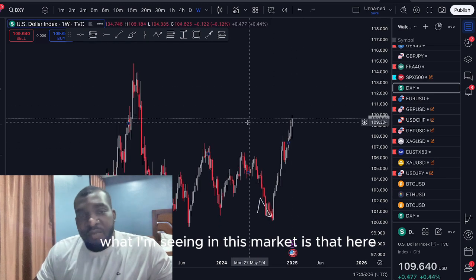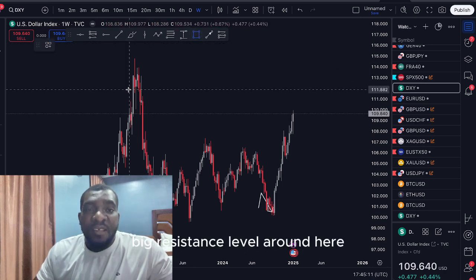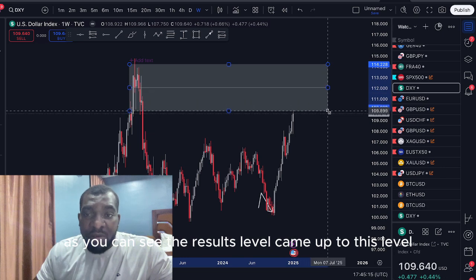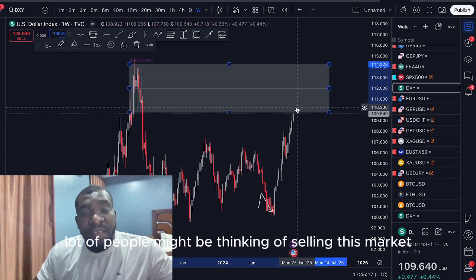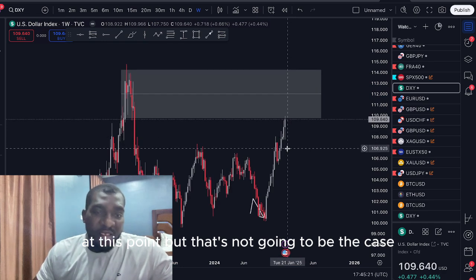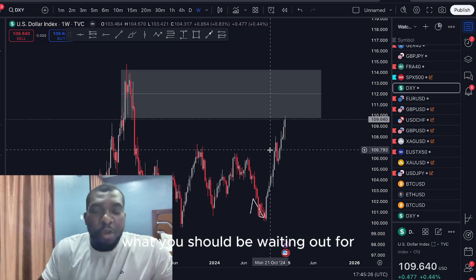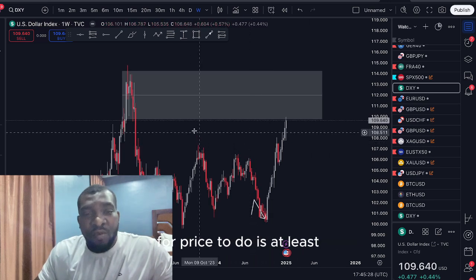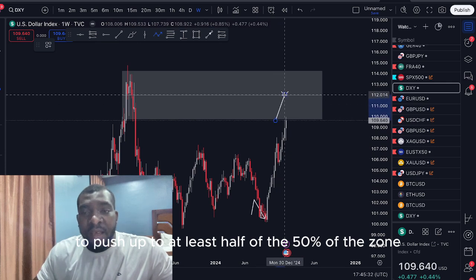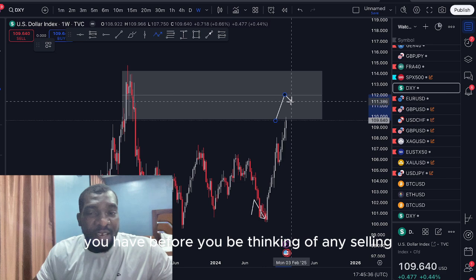What I'm seeing in this market is that here we have this big resistance level around here. As you can see, the resistance level came up to this level, which a lot of people might be thinking of selling this market at this point, but that's not going to be the case. If you want to sell a market, especially on the higher time frame, what you should be waiting for price to do is at least push up to half, the 50% of the zone you have, before you think of any selling momentum.